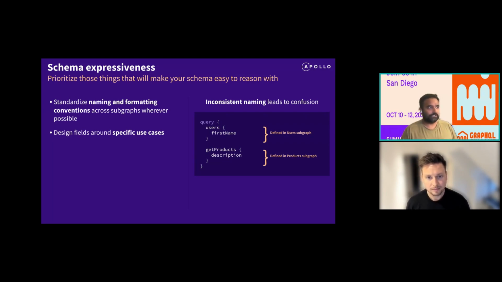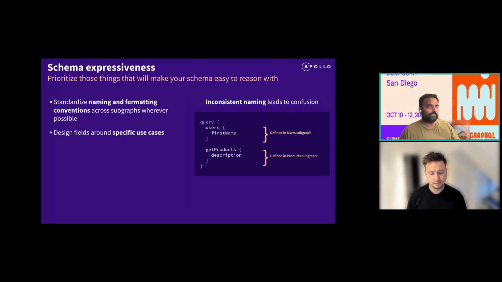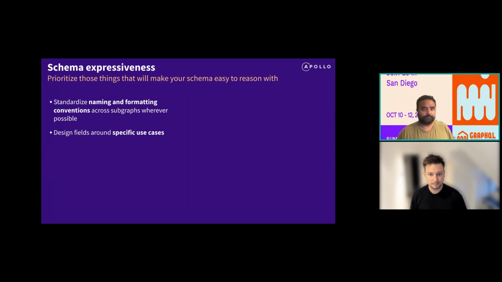For example, take a really basic example with a query which has multiple subqueries. In the first query, we're fetching users and the first name for a user, whereas in the second one we're fetching products and a description. Given the inconsistent naming, it's not clear whether the first query is a get or how to use it, versus the second query, which is marked as get products but is inconsistent with the first one. This generally causes a lot of confusion for your clients.